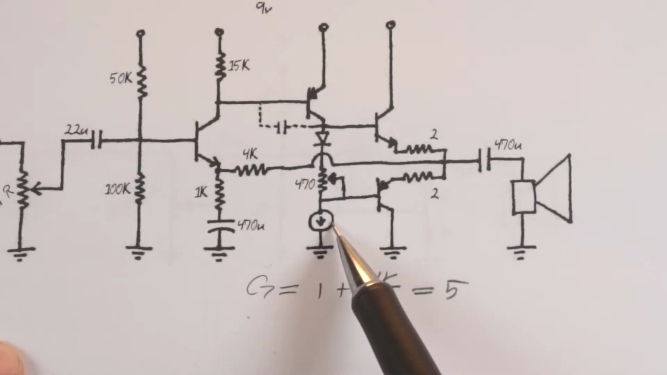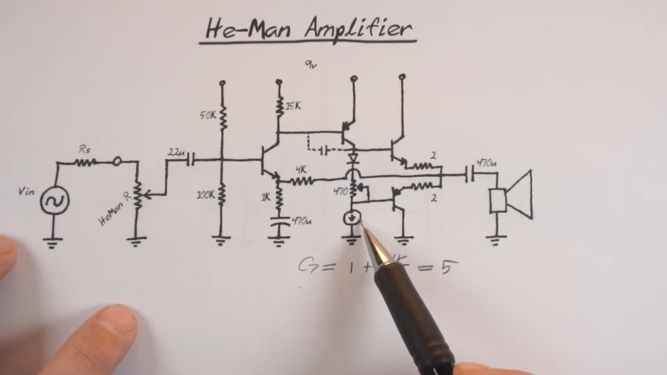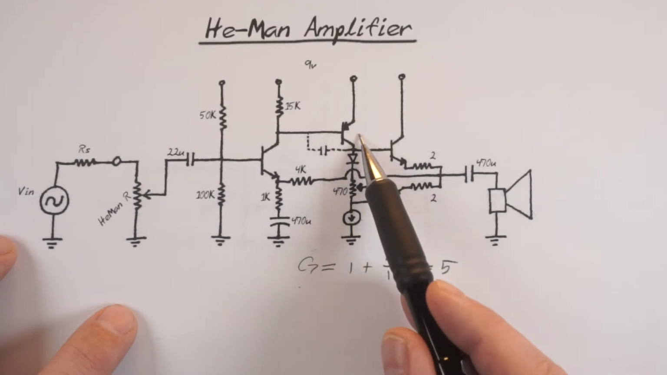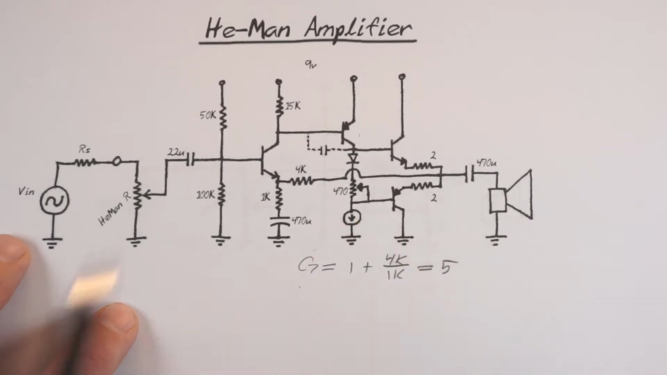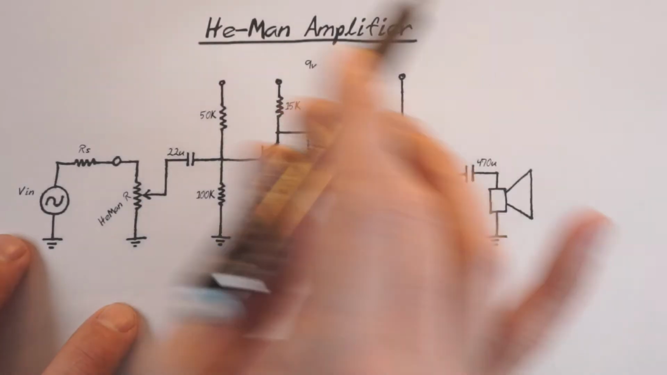This current source is actually a couple of transistors that I use to control the bias current through this common emitter amplifier, which ends up making this an active load. And here's what this circuit looks like on the He-Man board.